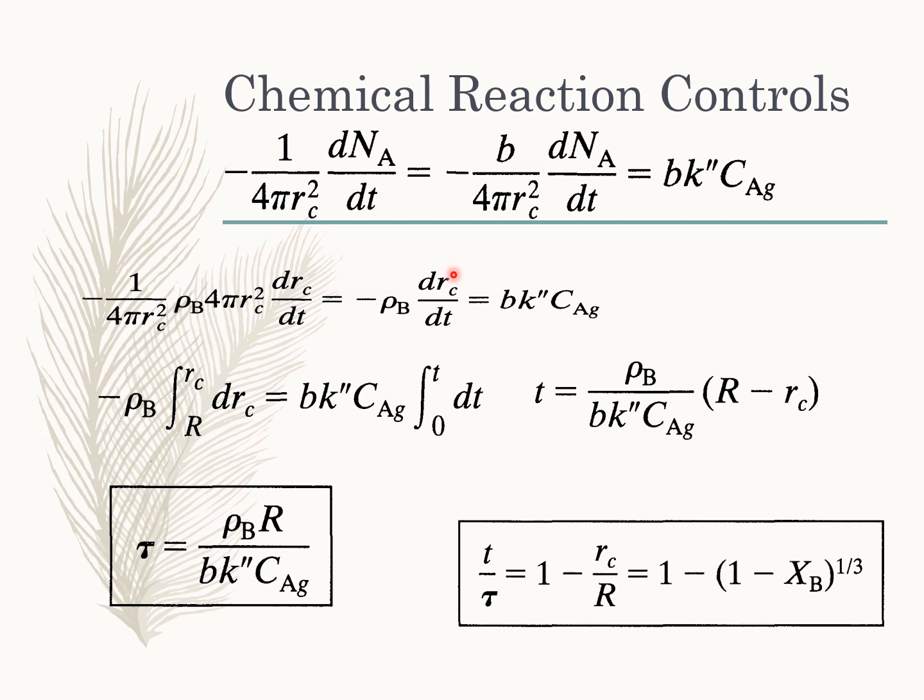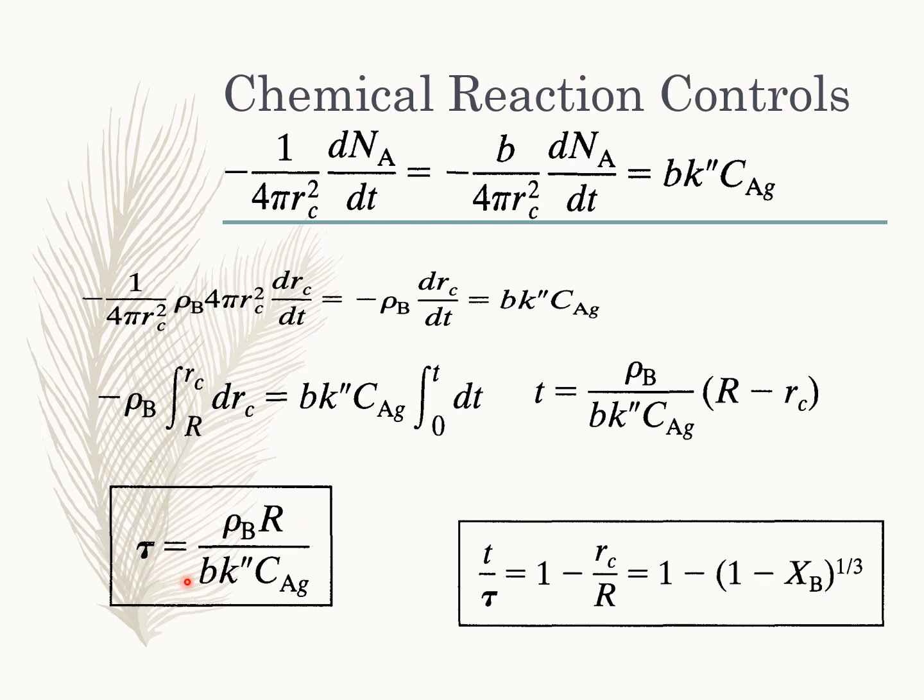After doing the gas diffusion control, it must always seem like a repetition for you, what we are doing for the chemical and the ash layer diffusion controls. And that's also a small rearrangement, then integrating from R to RC. Don't forget the negative sign, not to get lost. And then integrating for t, and after rearranging for t, we get this value.